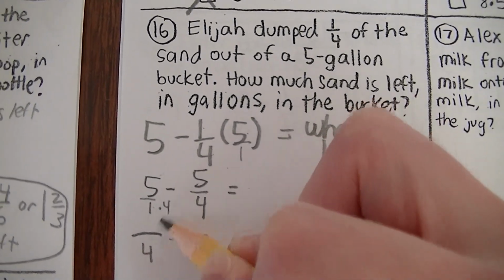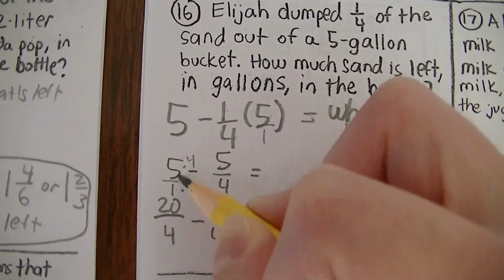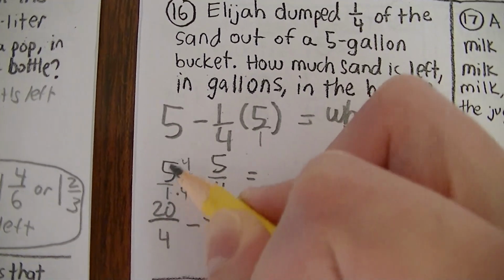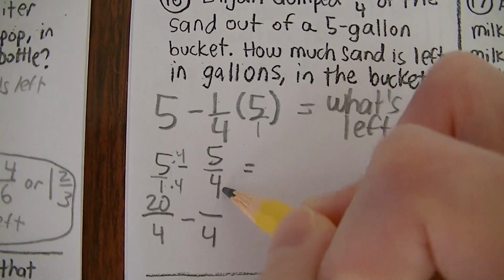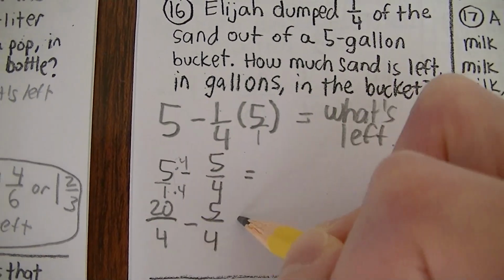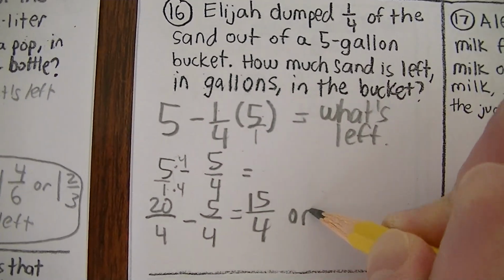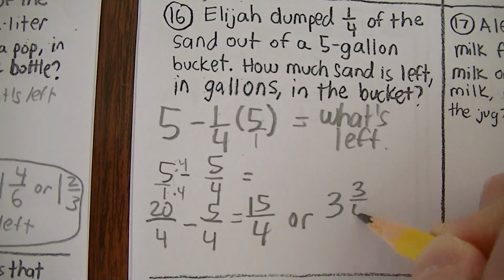1 times 4 equals 4. So 5 times 4 is 20. So 20/4 is the same as 5, or 5/1. Okay, and then this stays the same because it's the same denominator. So that's what I got. 20/4 minus 5/4 is 15/4, or I could turn that into a mixed number and get 3 3/4 gallons left.